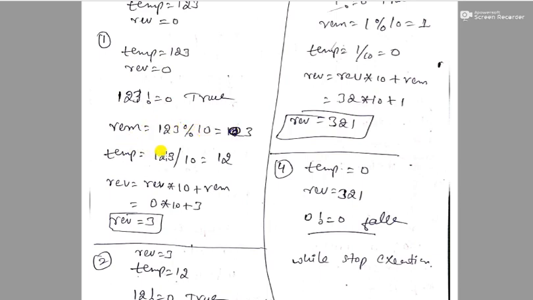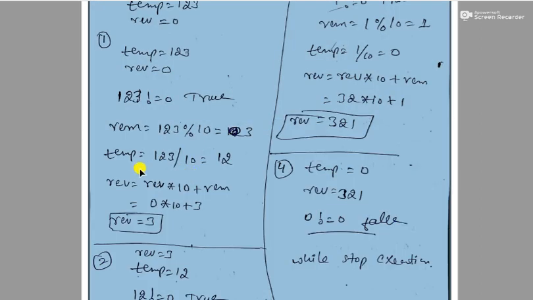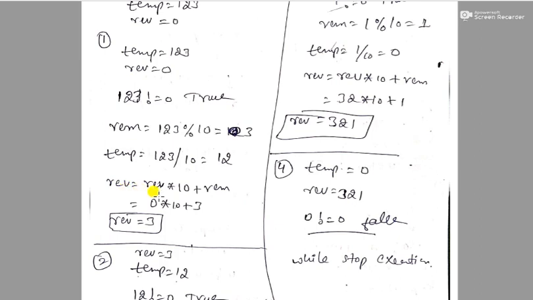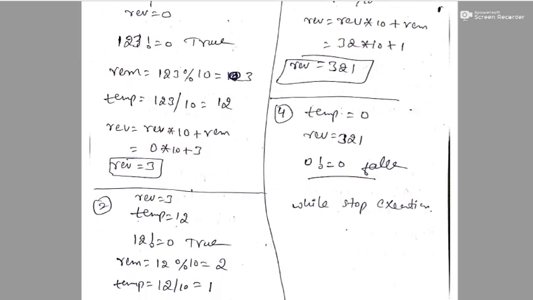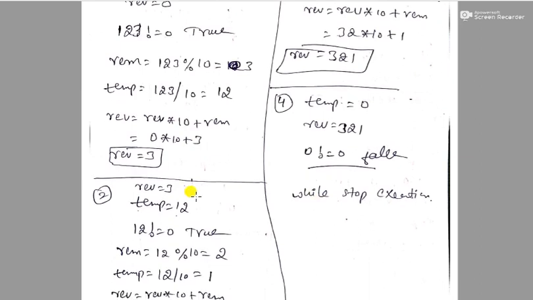3. Temp is equal to 1 2 3 divided by 10. Then what do we get? 12. It is 12.3, but this one is an integer, so it shows 12. Then you have to find the reverse. Reverse is equal to reverse into 10 plus remainder. So reverse value into 10 means 0 into 10 is 0, plus 3, reverse value is 3. So next iteration, temp value will become 12 and reverse will become 3.